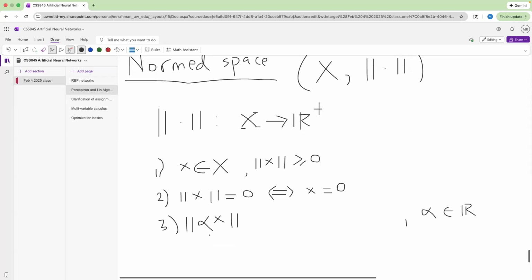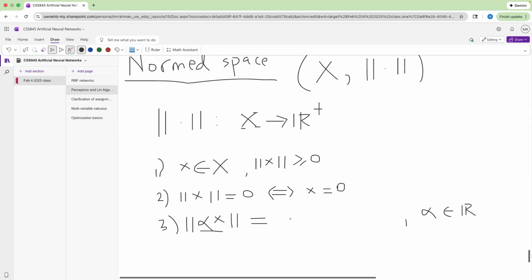Exactly, because a vector space is defined as where you can add two vectors and you get a vector, and you can also multiply by a scalar and you get back another vector. So this itself is also a vector in the same vector space. So that's why, and the norm is defined for all vectors. So this is why it makes sense.